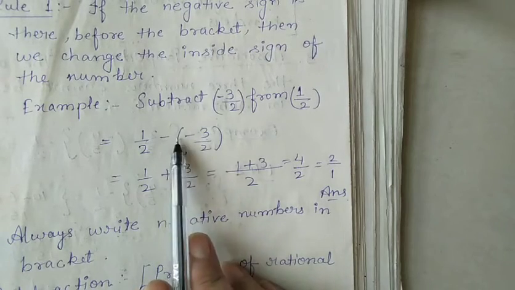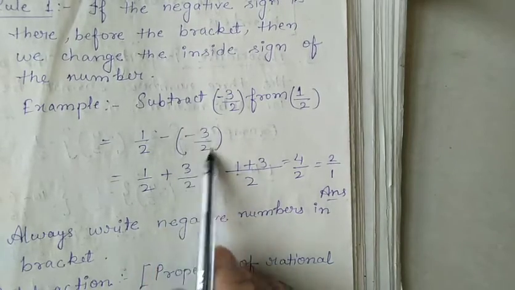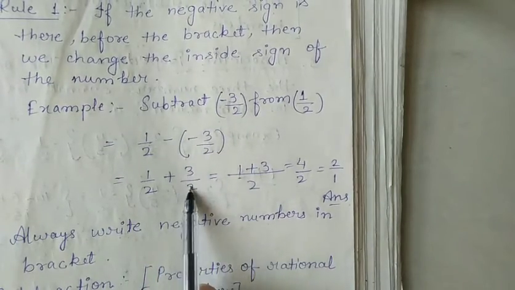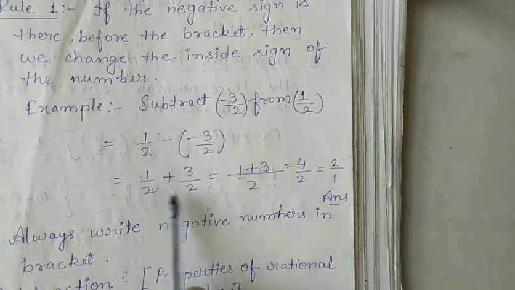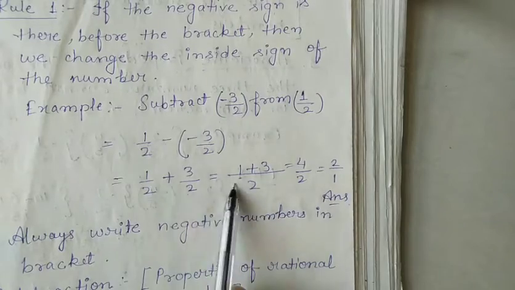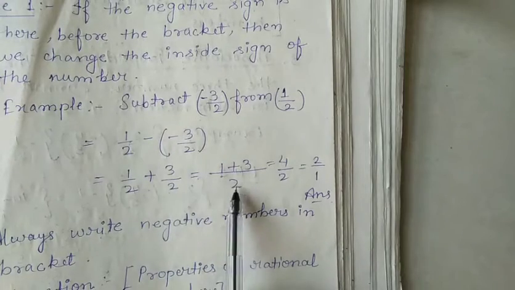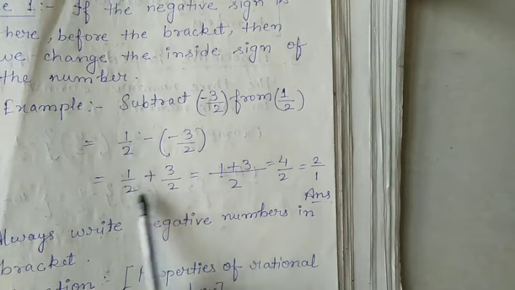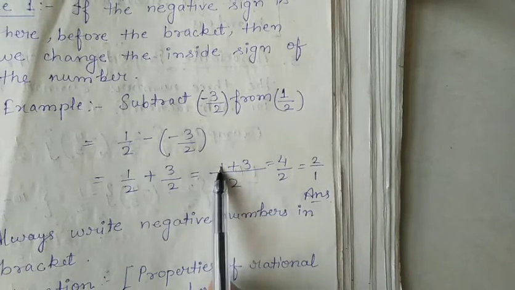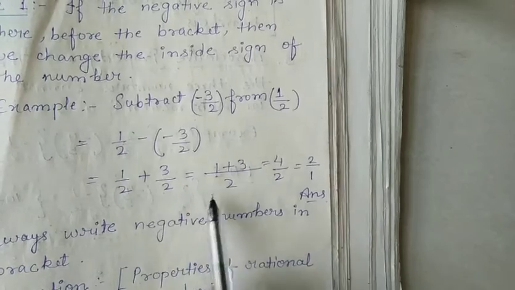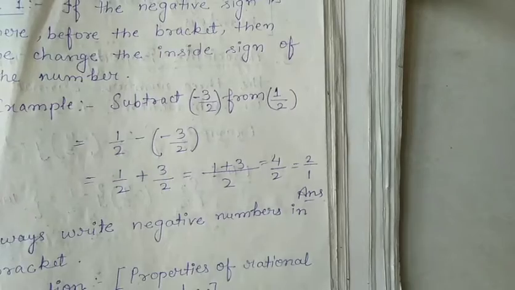It means when there is a negative sign before the bracket, the inside sign should be changed, that is plus 3 by 2. And now we take the LCM of the denominators, that is 2, and now we solve. LCM of 2 and 2 is 2. 2 divided by 2 is 1, 1 into 1 is 1, and then 2 divided by 2 is 1, 1 into 3 is 3. 1 plus 3 is 4, and 4 by 2 is 2 by 1.